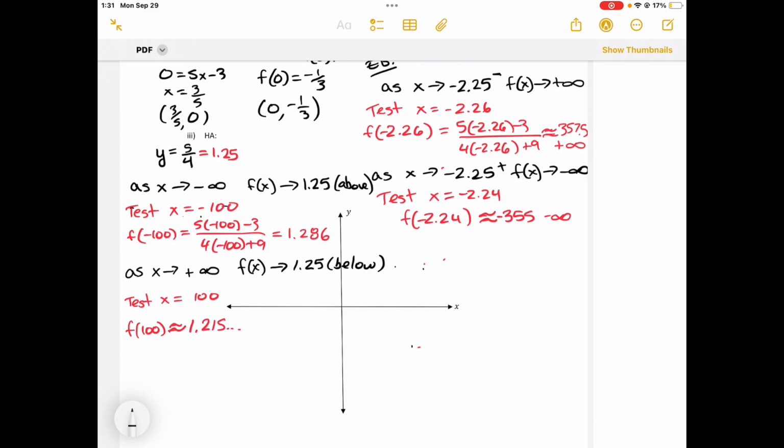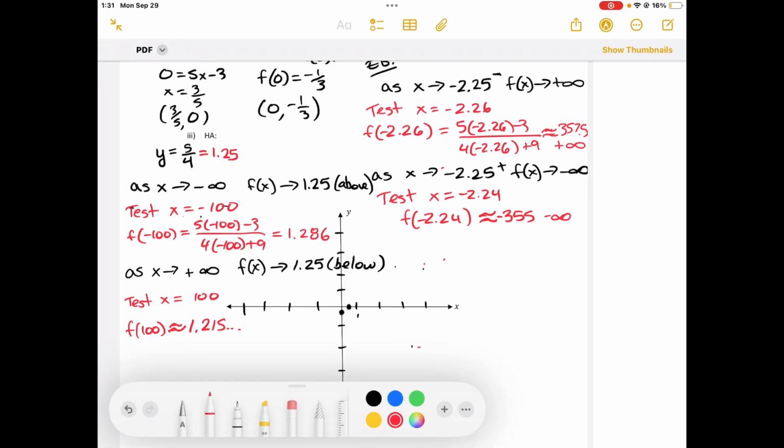So now I'm going to go and sketch my grid. First thing I'm going to put on is a scale, some sort of scale here. So 1, 2, 3, 4, just to give me an idea of where I'm going. Then I'm going to put on my x-intercept. So my x-intercept is 3/5, which is somewhere in between 0 and 1. So let's put that right there, my x-intercept. My y-intercept is -1/3. So that is somewhere here in between 0 and -1.